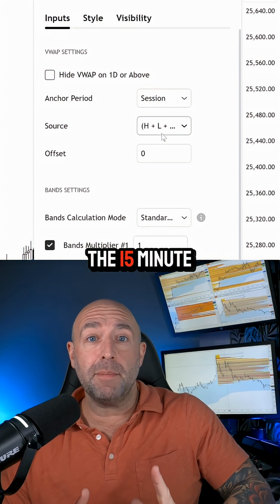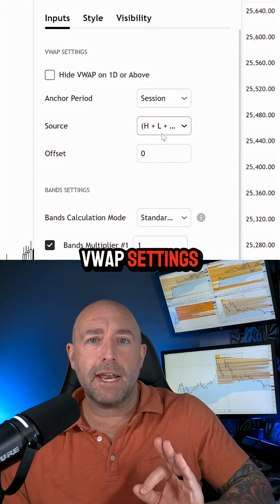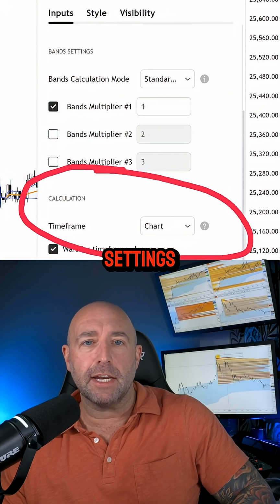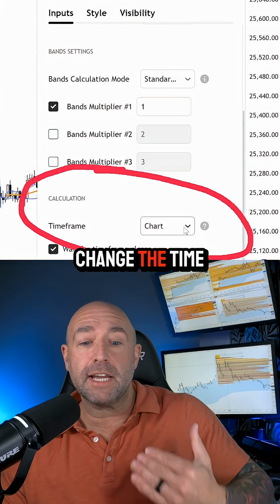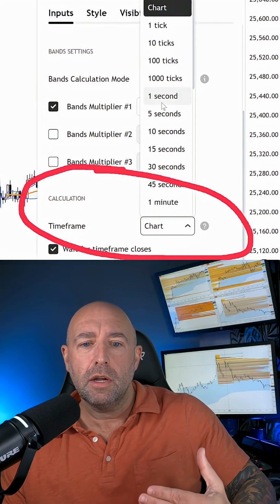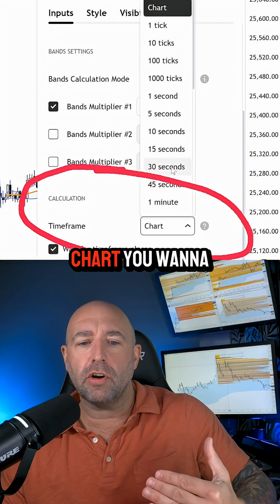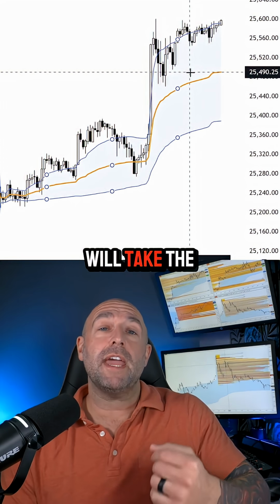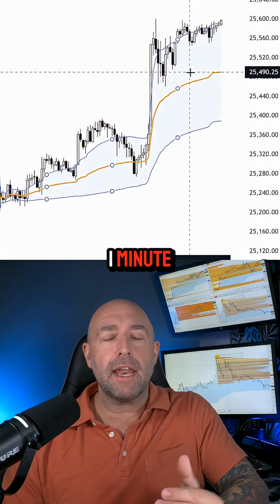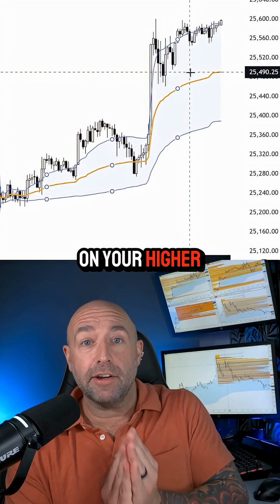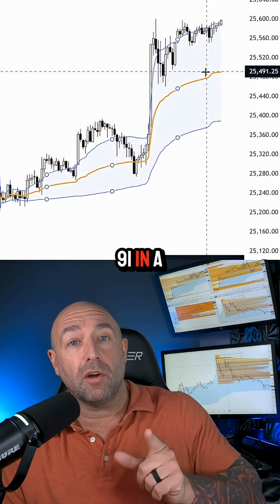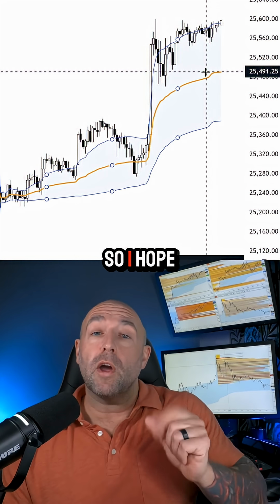If you're on the 15-minute chart, go into the VWAP settings, scroll down to the bottom, and go down to the calculation settings. Here, you can change the time frame from the chart to whatever calculation chart you want to use. So in this case, we want to use the 1 minute. So now this will take the calculation from the 1 minute and overlay it on your higher time frame. So now you can see on the 15-minute, we have 491 and a quarter, the same as the lower time frame. So I hope that helped traders.